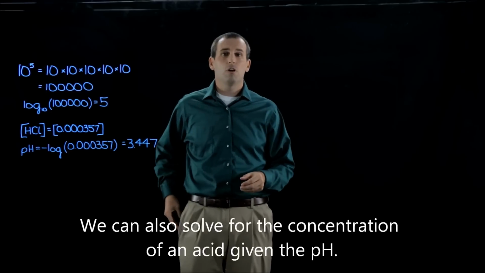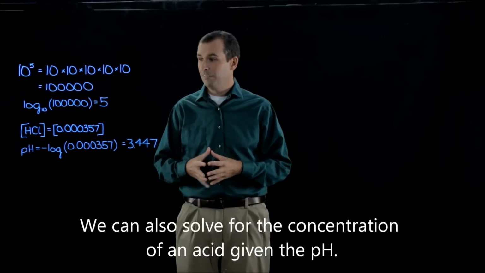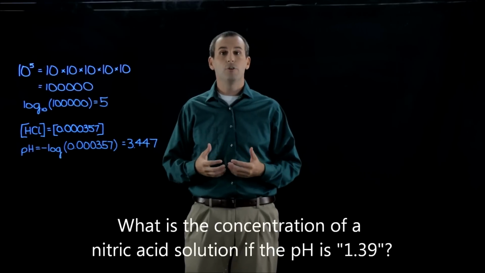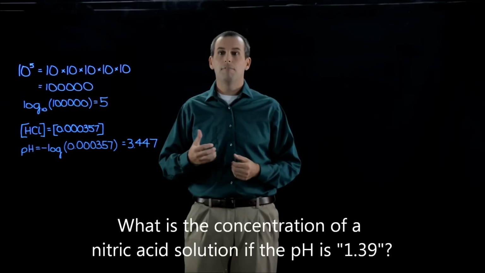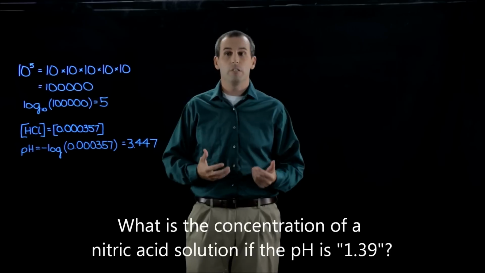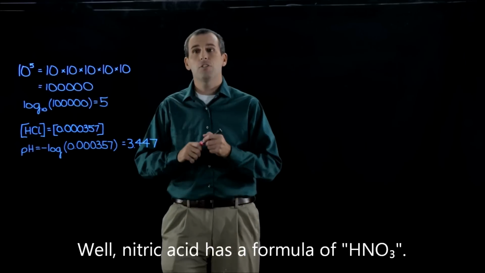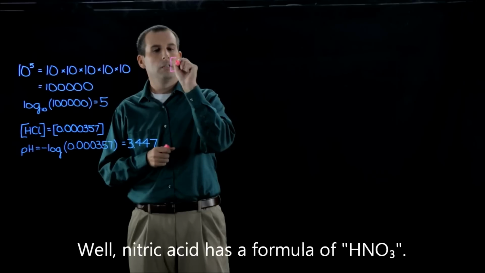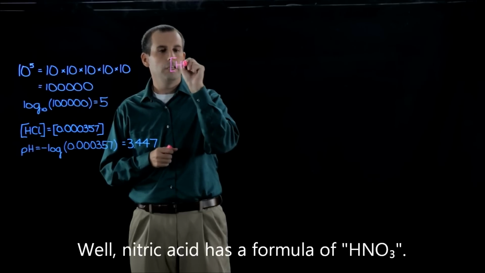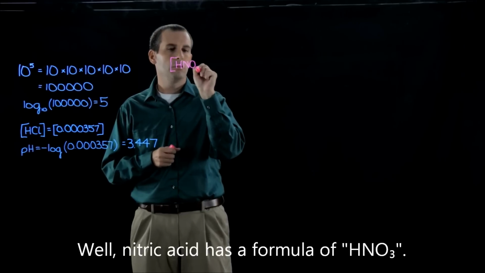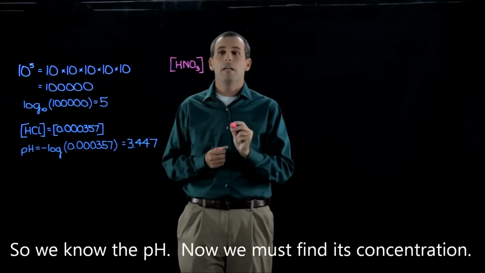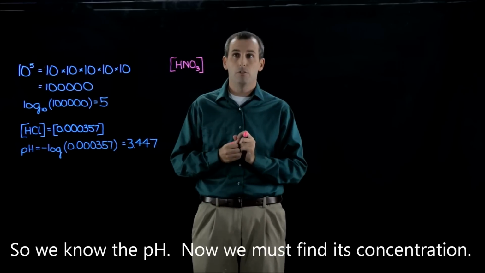We can also solve for the concentration of an acid given the pH. What is the concentration of a nitric acid solution if the pH is 1.39? Well, nitric acid has a formula of HNO3. So we know the pH. Now we must find its concentration.